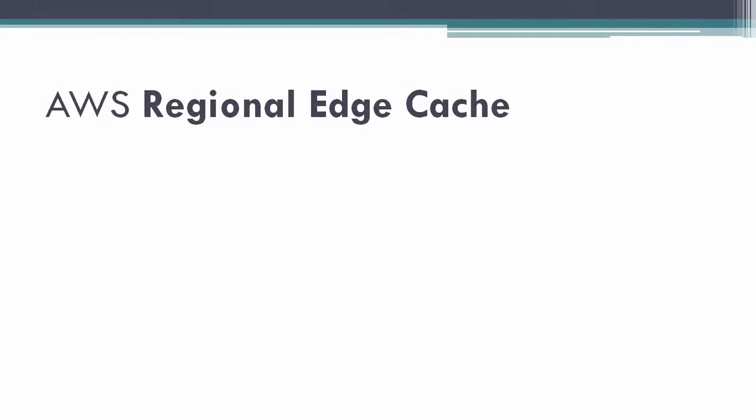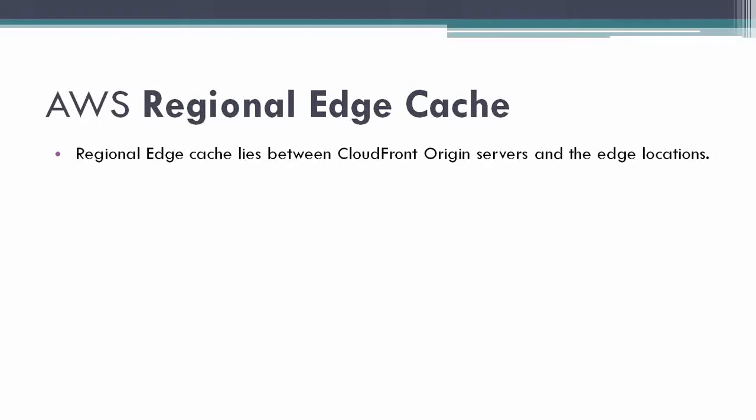AWS regional edge cache. So what is it? Regional edge cache lies between CloudFront origin servers and the edge locations.